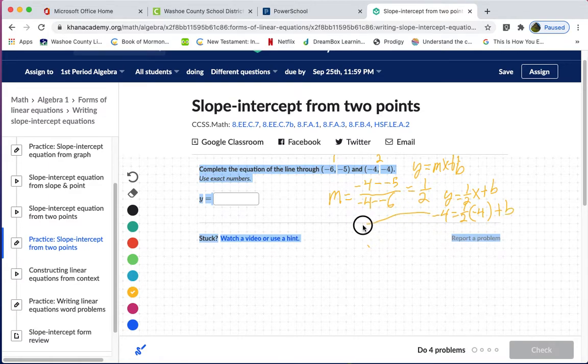And I'm going to take this over here where we have a little bit more room. -4 equals 1/2 times -4 is -2 plus b, and add 2 to both sides. -4 plus 2 is -2, and so my b is -2, and my total equation is y equals 1/2 x minus 2.